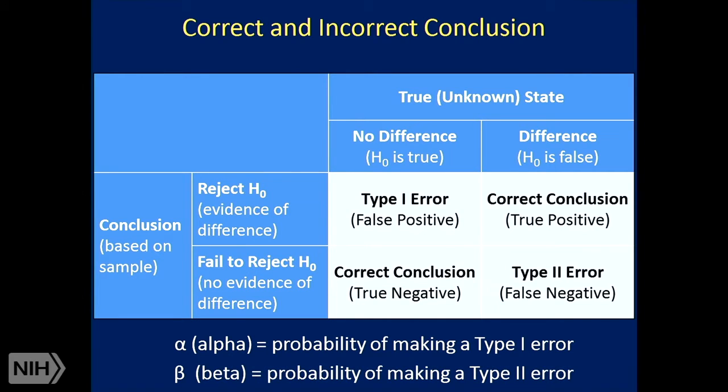And beta is the probability of making a type 2 error. It's the chance of failing to reject H0 when H0 is false. It's a type 2 error, and beta is the probability of making that error. Okay?